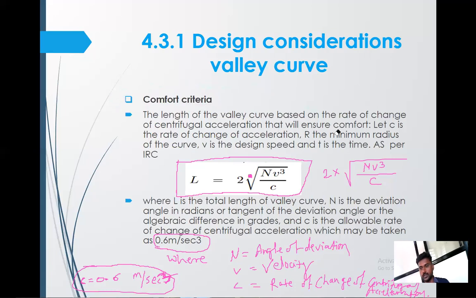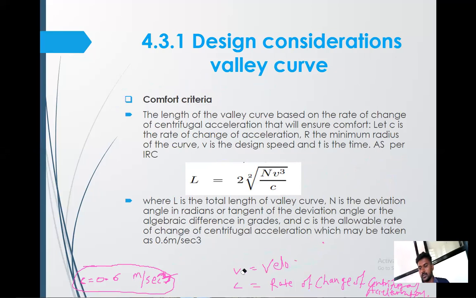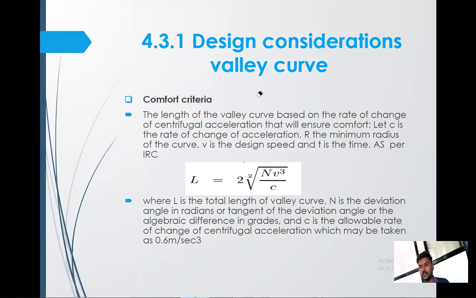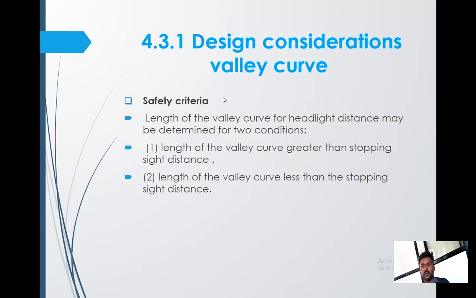So this is the length of valley curve for the first criteria, that is comfort criteria. Now we will see the second criteria, that is safety criteria. Write down the second criteria, safety criteria also.